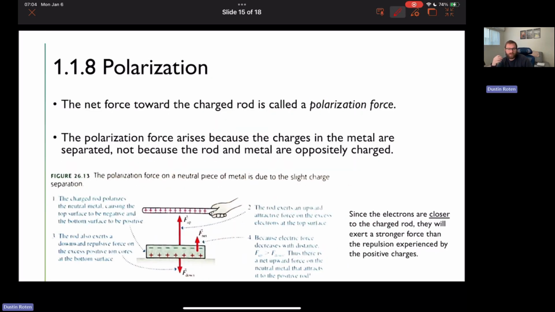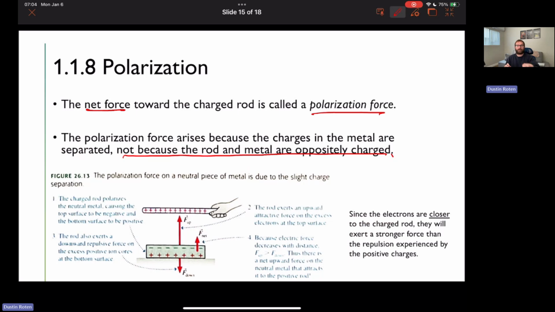So the net force toward the charged rod, because we have charges, we know that they're attractive or repulsive, so we know we have some sort of net force. We have attraction and repulsion going on at the same time, but one of those is going to win out. So that's the polarization force that we're talking about here. And this polarization force arises because the charges in the metal are separated, okay? Not because the rod and metal are oppositely charged.